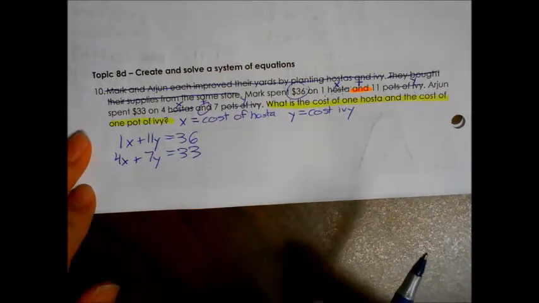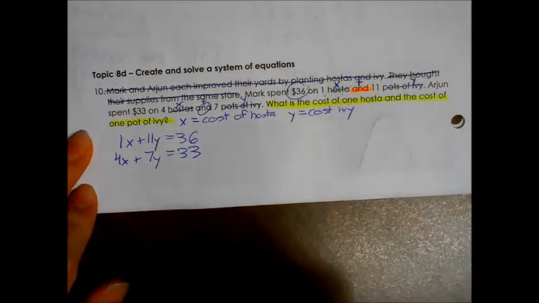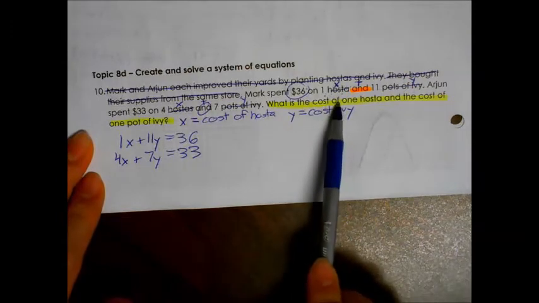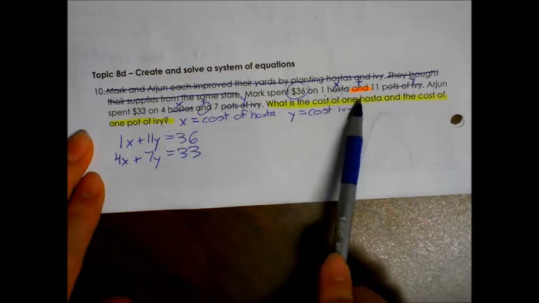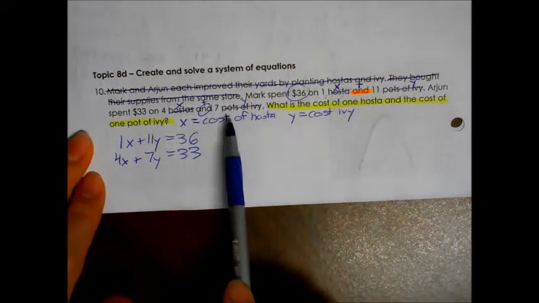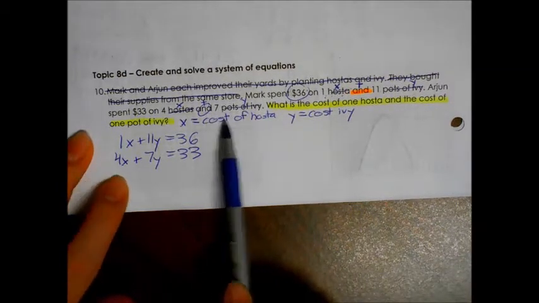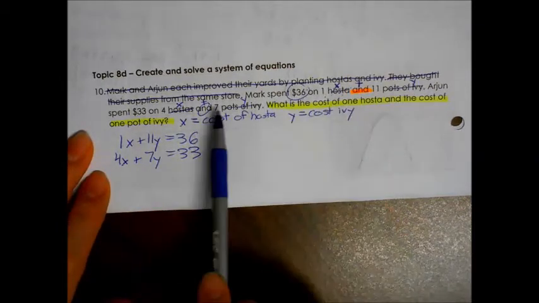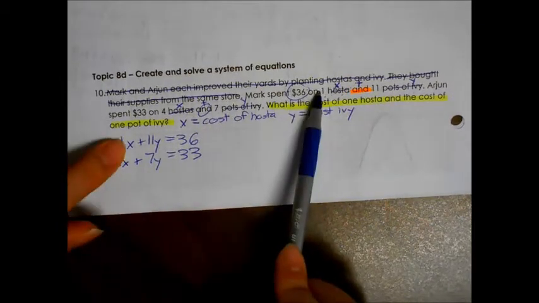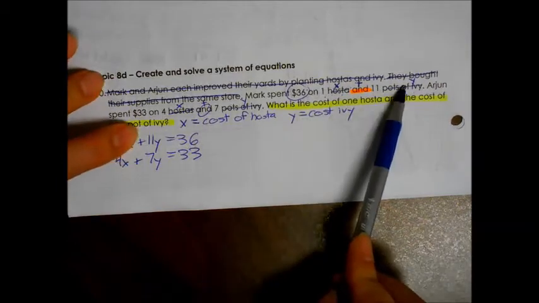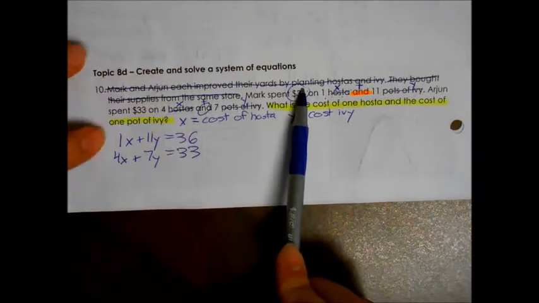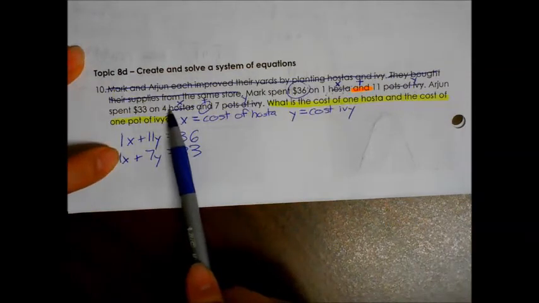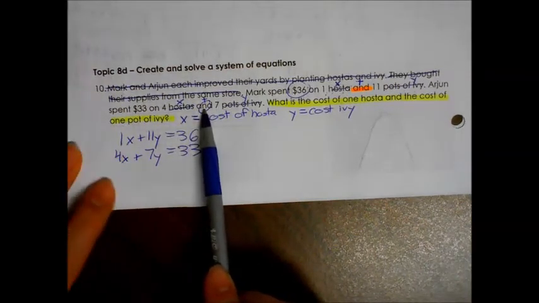So that's how I got my 2 equations. I crossed out the stuff that wasn't important. I found what my 2 variables were going to be by looking at the question. The question said, what is the cost of 1 hosta and the cost of 1 pot of ivy? So I know my variables are going to stand for the cost of the hostas and the cost of the ivy. And I just go sentence by sentence. So Mark bought 1 hosta, 1x, and 11 ivy, 11y for 36. Arjun spent 33, so total 33 on 4 hostas, or 4x, and 7 ivy, or 7y.